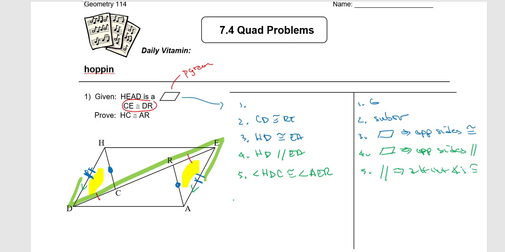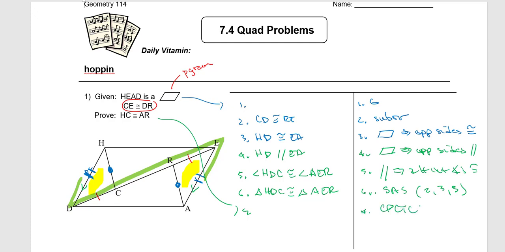And now I can say that the triangles are congruent. So triangle HDC is congruent to triangle AER by side angle side. What steps is that? 2, 3, and 5, I believe. 2, 3, 5. And now I can just say that these are congruent to each other, and that would, of course, be by CPCTC. Okay.